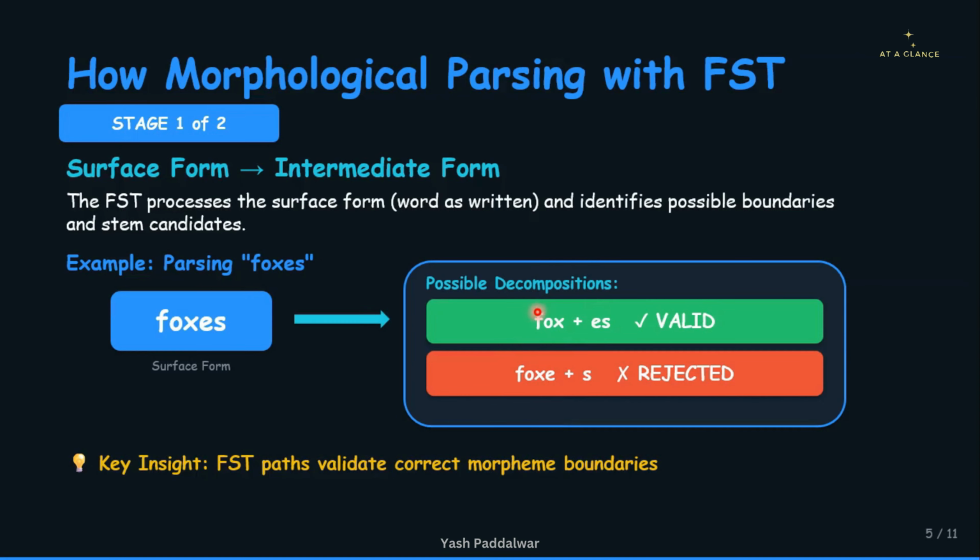Now how does it do that? The FST has certain valid paths, and only valid morpheme boundaries are accepted. That is how the FST will filter the wrong decompositions. So it will choose which one is correct based on those valid morpheme boundaries. Here you can see fox plus es is termed as valid, and the other one is rejected. So I hope stage one is clear. It converts the surface form to an intermediate format.